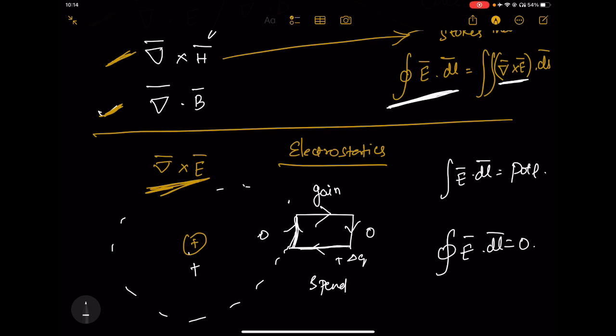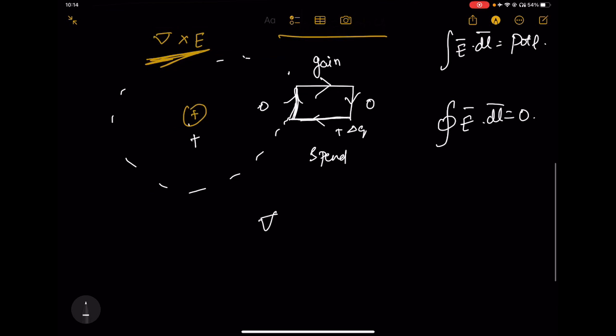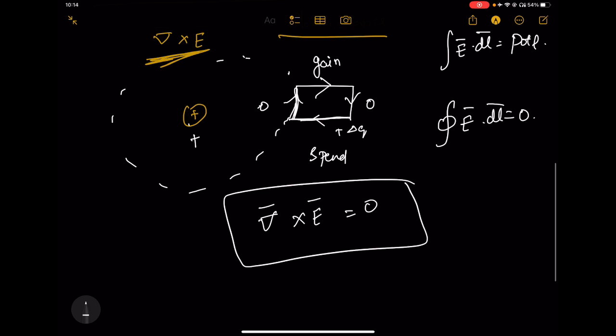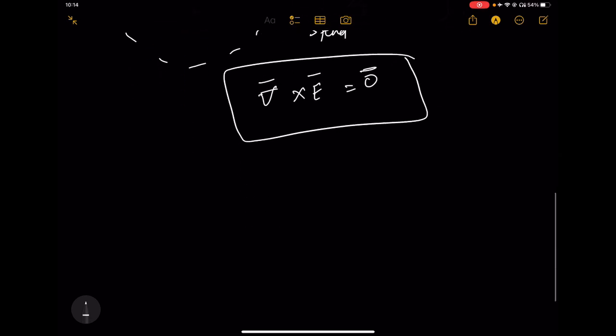Since the total work done is 0, I see that the left hand side is 0, so the right hand side should also be 0. So the del cross E for electrostatics is 0. We will come back to the same thing in electromagnetism, where we will get non-zero. Anyways, here del cross E is 0. That means the electric field here is, mathematically they say, conservative.